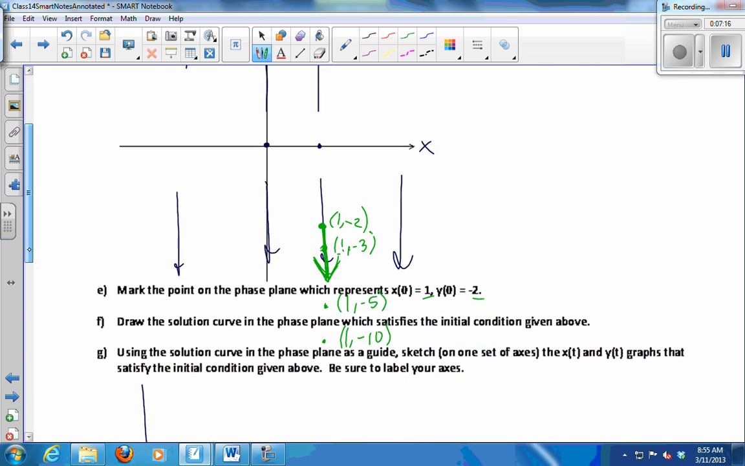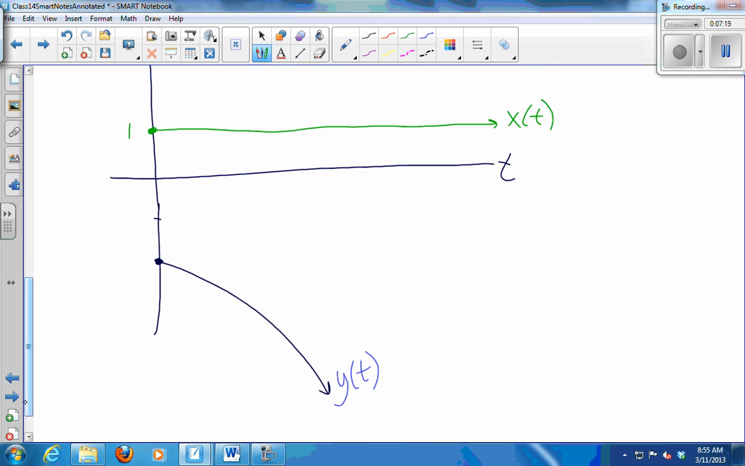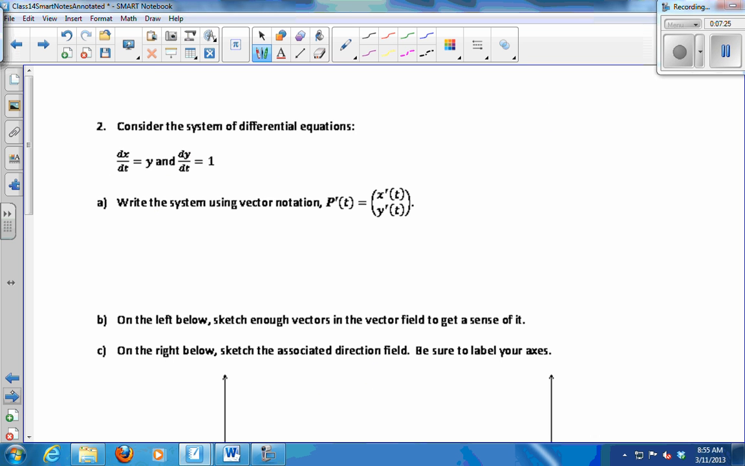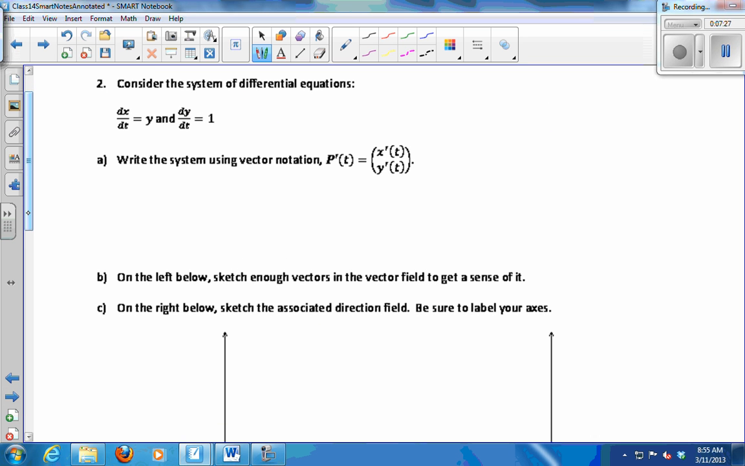But for the purpose of this class, we just wanted to sketch some qualitative solutions. All right, let's do one more. So get another system of differential equations. We want to write it using vector notation. So we're going to have p prime equals y1.